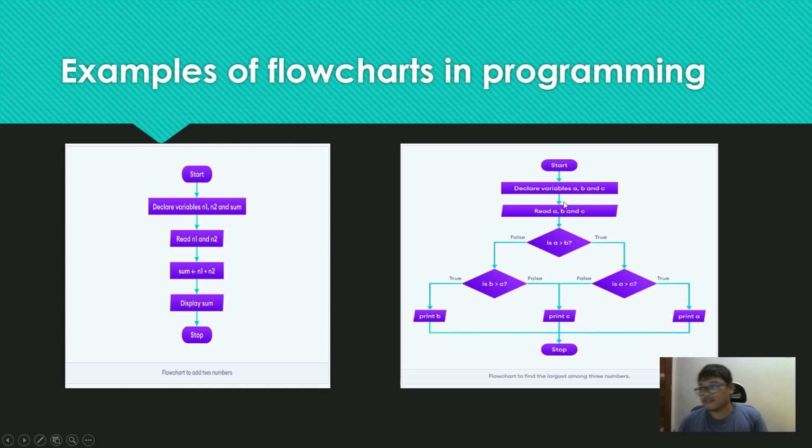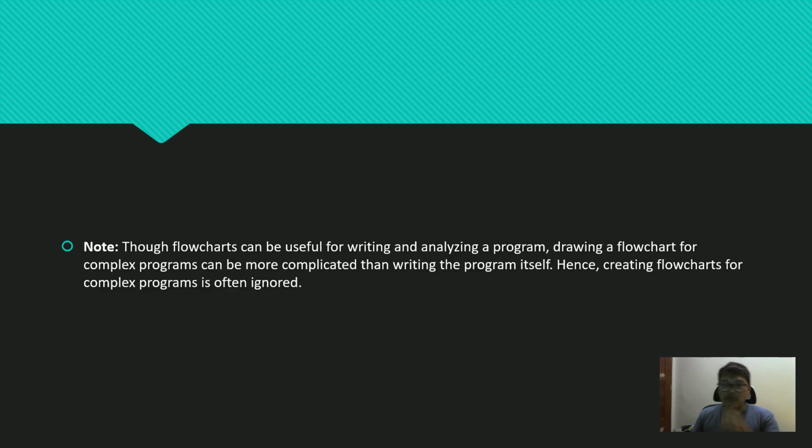Here, start, then it follows through. Sometimes it's yes and no. It depends on the discussion and the work, what the process is all about, and what the output of the process is, and you need to use this flowchart. Note, the flowchart can be useful for writing and analyzing a program. Drawing a flowchart for complex programs can be more complicated than writing the program itself. Hence, creating flowcharts for complex programs is often ignored.